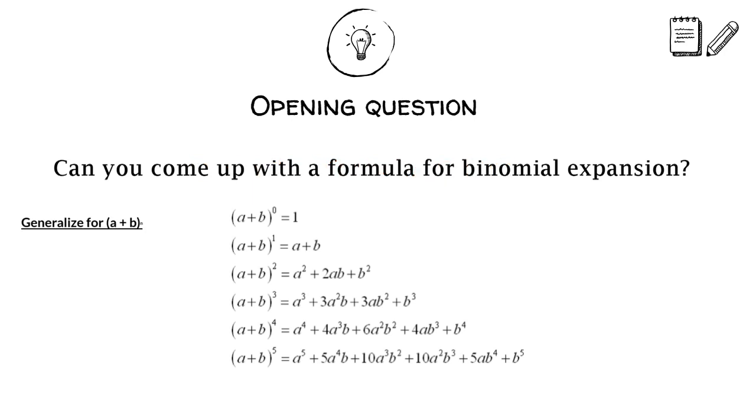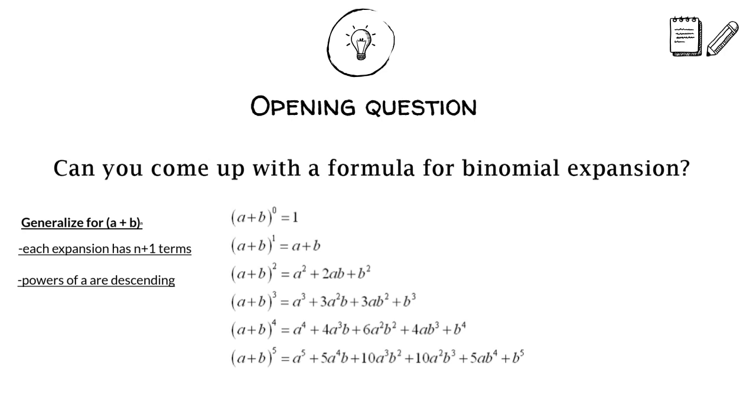Here's some observations that I have as I try to generalize for a plus b to the nth power. The first thing I note is that each expansion has n plus 1 terms. When I raise a plus b to the 0 power, I only get 1 term. To the first power, I get 2 terms, a and b. And to the second power, I get a squared, 2ab, and b squared, 3 terms.